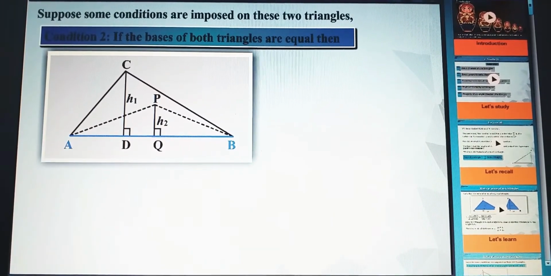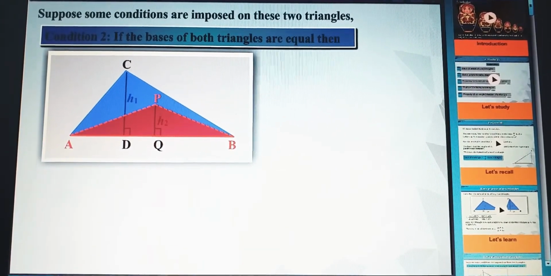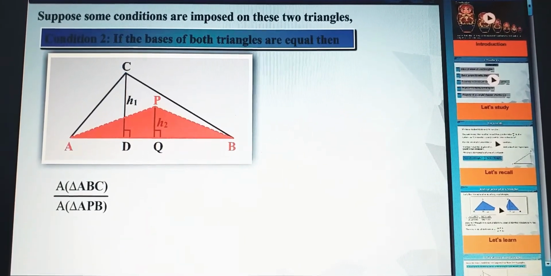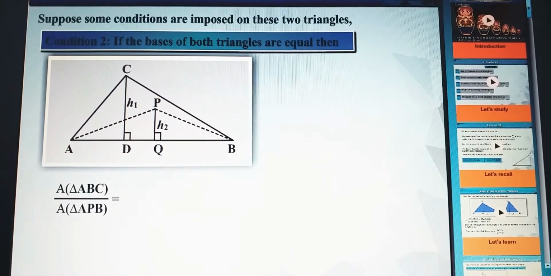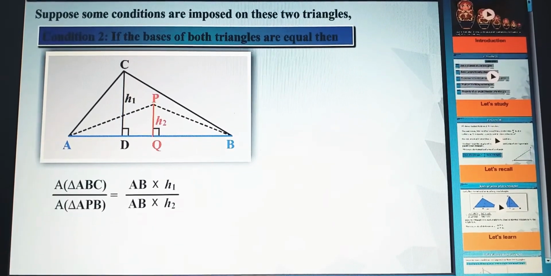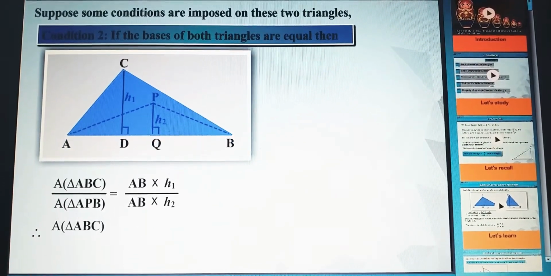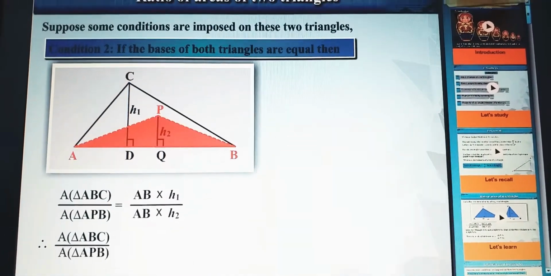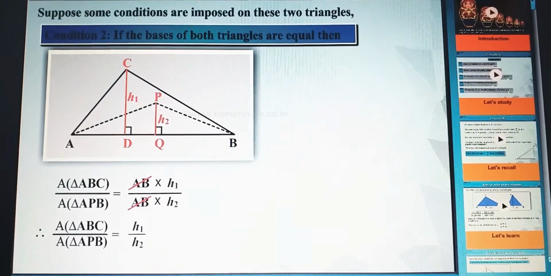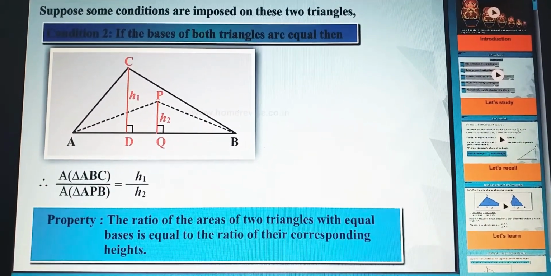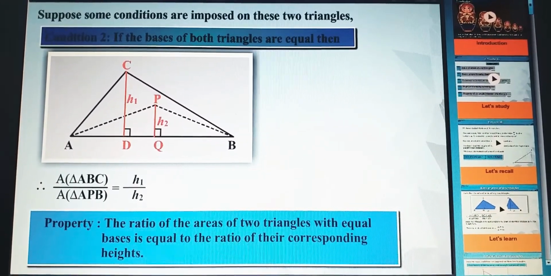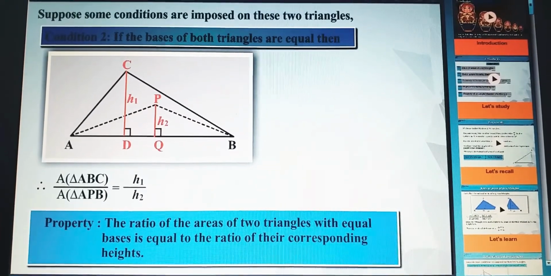Condition 2. If the bases of both triangles are equal, then area of triangle ABC upon area of triangle APB is equal to AB multiplied by H1 upon AB multiplied by H2. Therefore, area of triangle ABC upon area of triangle APB is equal to H1 upon H2. Property. The ratio of the areas of two triangles with equal bases is equal to the ratio of their corresponding heights.